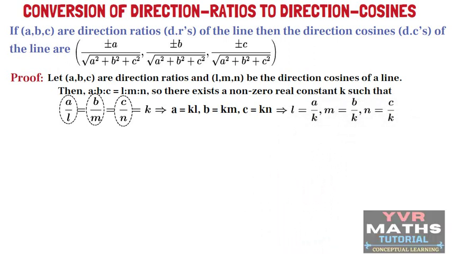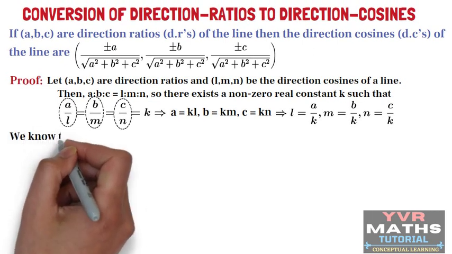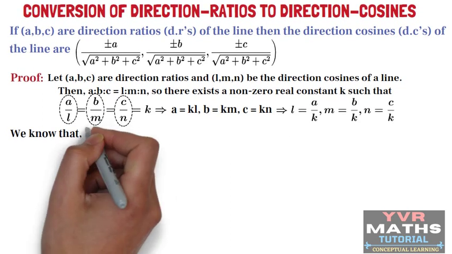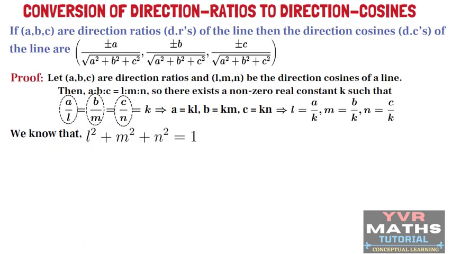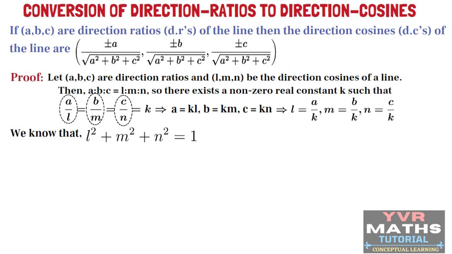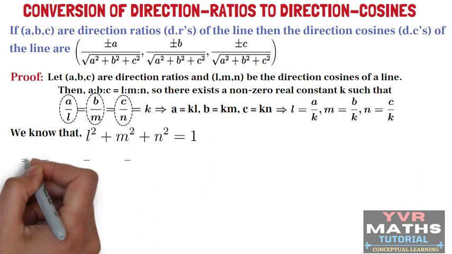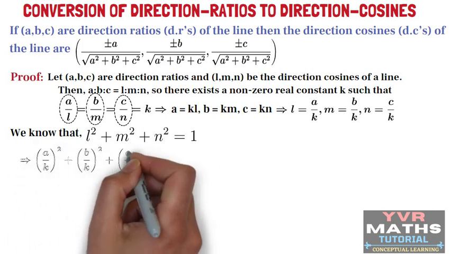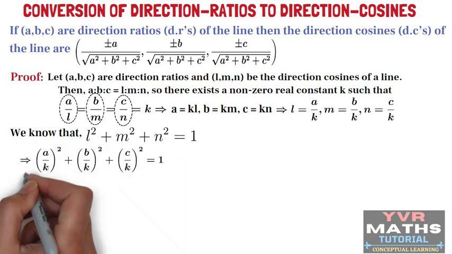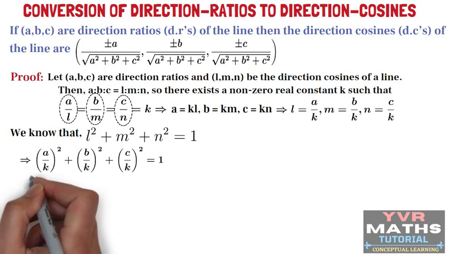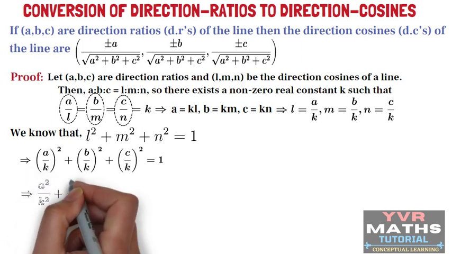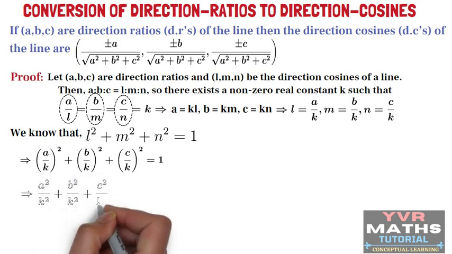In the previous video, we discussed the relation between the direction cosines of a line. Based on that concept, we know that l square plus m square plus n square is equal to 1. Here, we know what l, m, n are: l is a by k, m is b by k and n is c by k. Substitute these values here, then (a by k) whole square plus (b by k) whole square plus (c by k) whole square is equal to 1. Apply individual squares, then a square by k square plus b square by k square plus c square by k square is equal to 1.